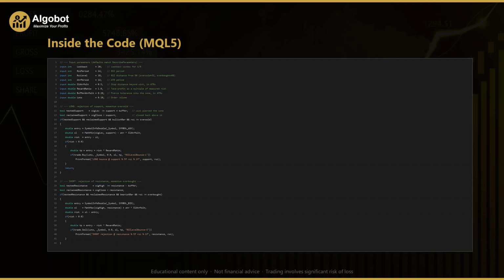The short block mirrors it exactly. Tested resistance checks the high pierced into resistance. Reclaimed resistance checks the close finished back below it, and the condition adds a bearish bar plus RSI at or above overbought. Entry is the bid. The stop sits above the wick or resistance by half an ATR, and trade.sell sends the order with its calculated target. Both sides share one clean risk framework.